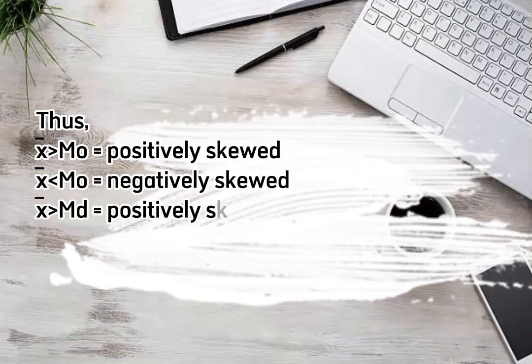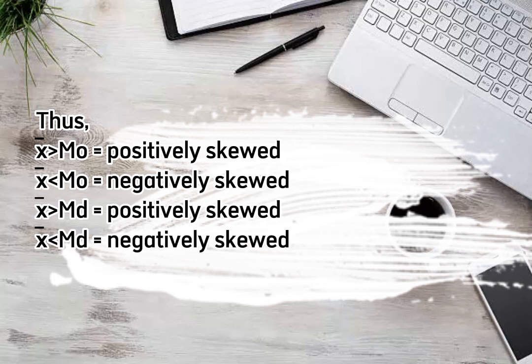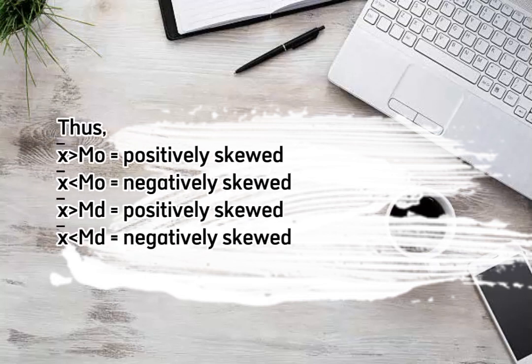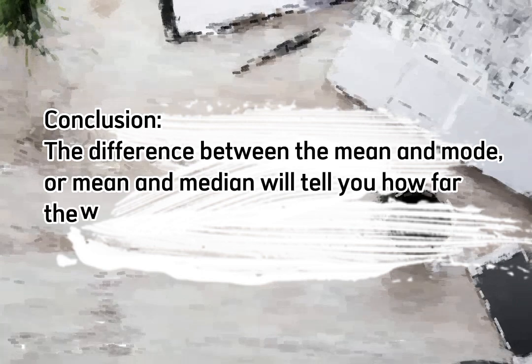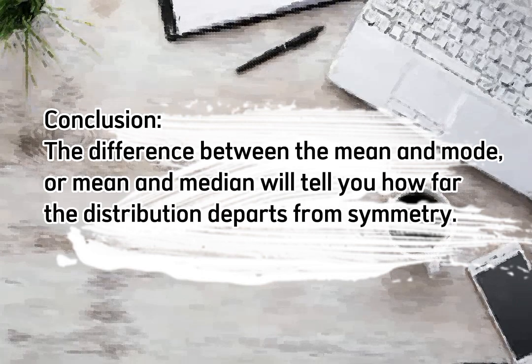Thus, if the mean is greater than the mode, it is positively skewed. If the mean is less than the mode, it is negatively skewed. If the mean is greater than the median, it is positively skewed. If the mean is less than the median, it is negatively skewed. Conclusion: the difference between the mean and mode, or mean and median, will tell you how far the distribution departs from symmetry.